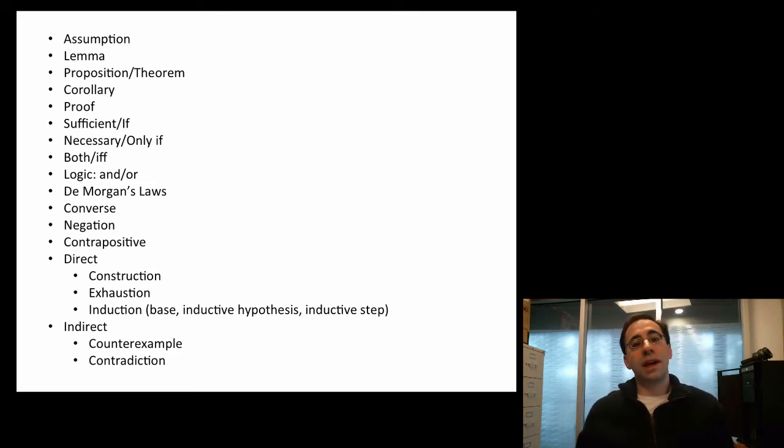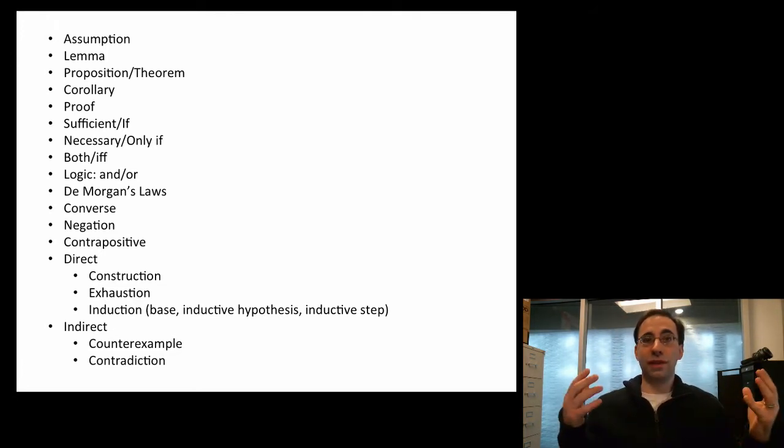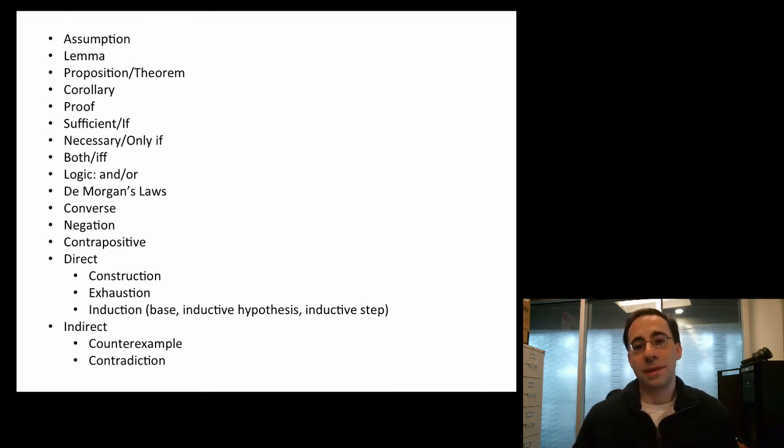A corollary is something that follows so directly from a proposition or theorem or lemma that it does not need any further proof. So, for instance, if you have proved that the sky is blue, you do not need to subsequently prove that the sky is a color. Right? Blue is a color that follows directly.